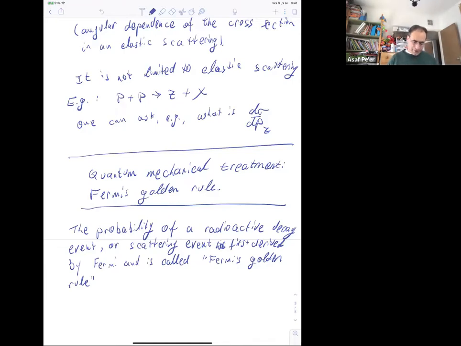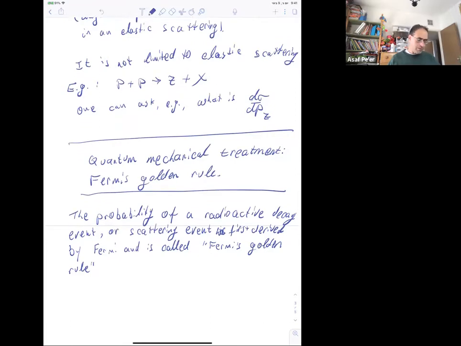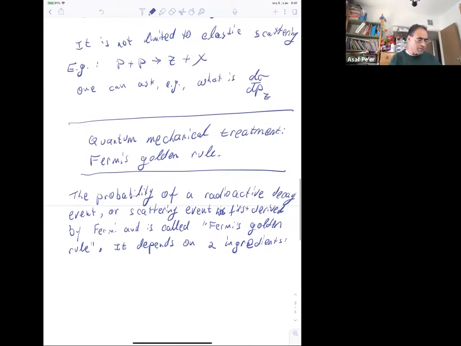So Fermi's golden rule depends on two ingredients. The first is the amplitude, denoted by M. It's also called the invariant amplitude or the matrix element.